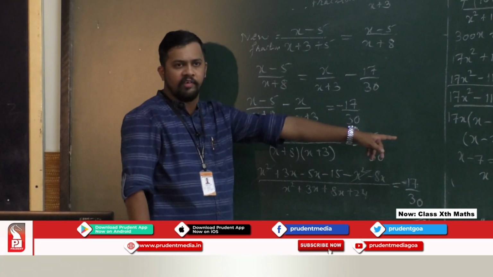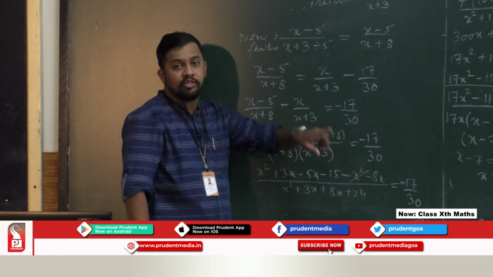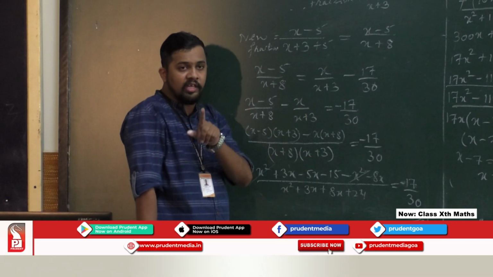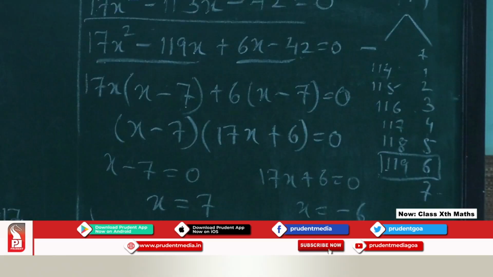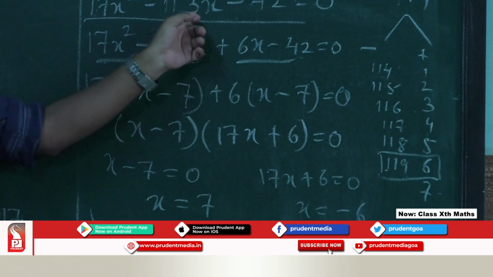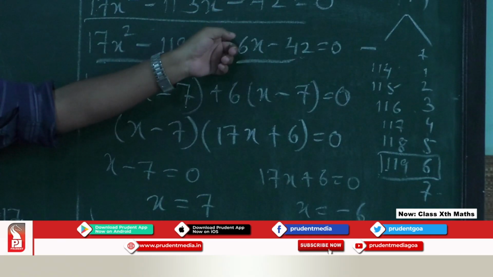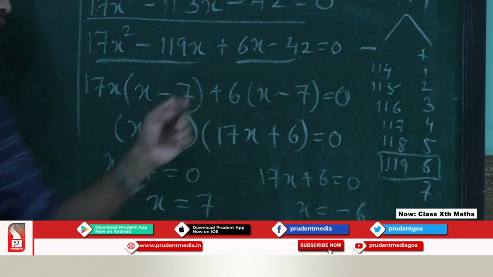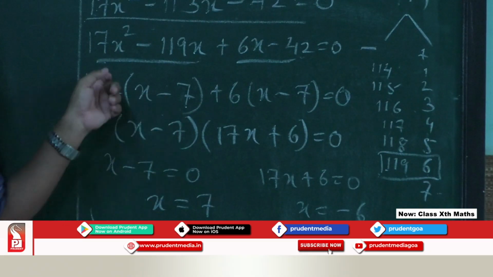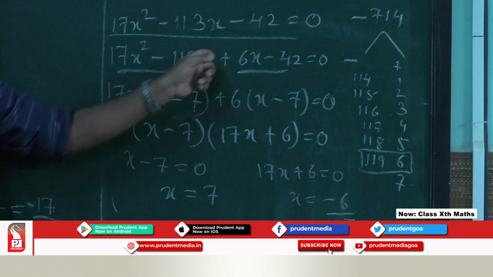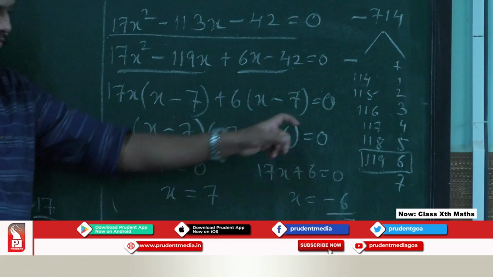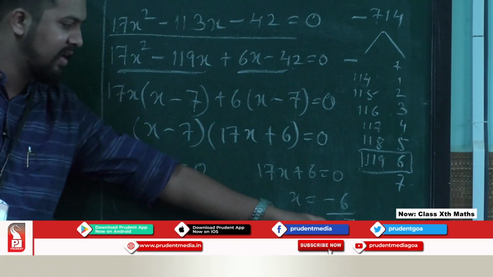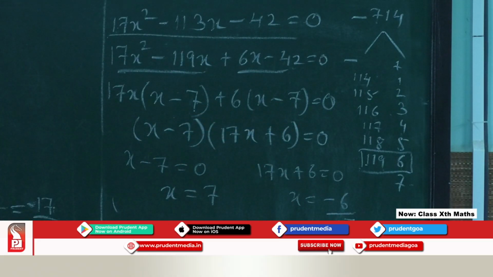You can use your quadratic formula method, but why I didn't use it is that in the quadratic formula method, if you see, I have to find b square, 113 square, which is very difficult to find. So I use my factorization method. 17 42s are a slightly big number, you will get 714. Now find the common. 17 7s are 119 plus 6 7s are 42. x is equal to 7, x equal to minus 6 by 17.